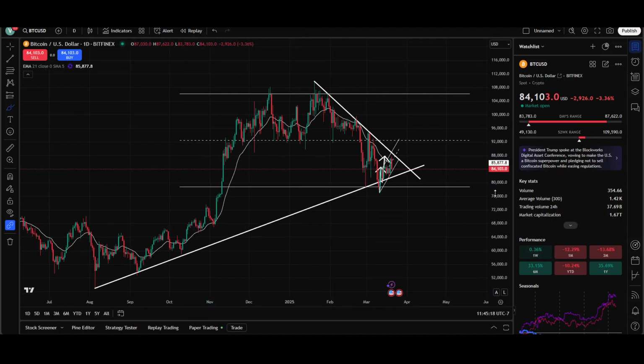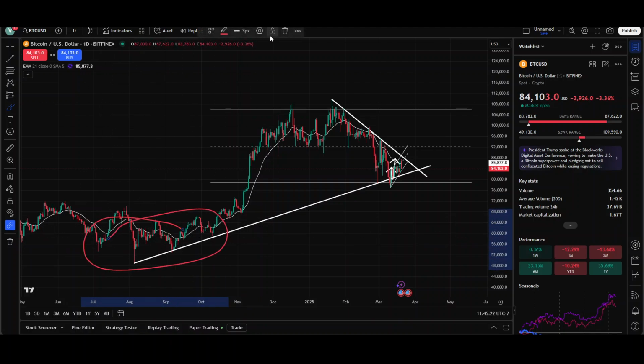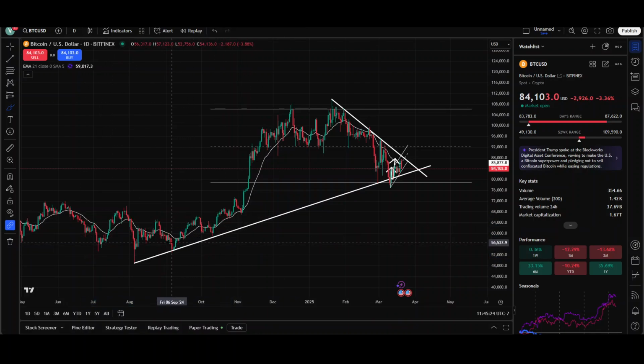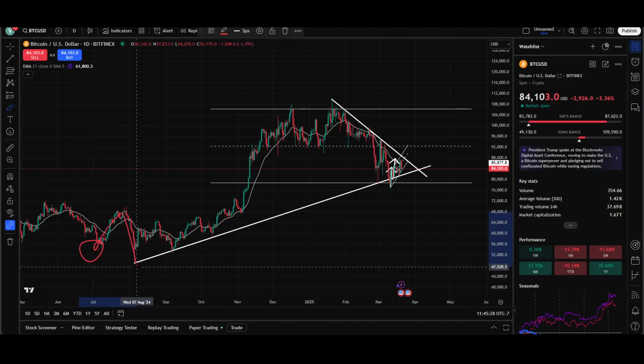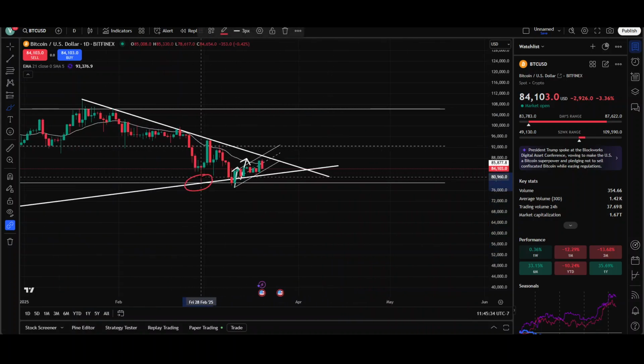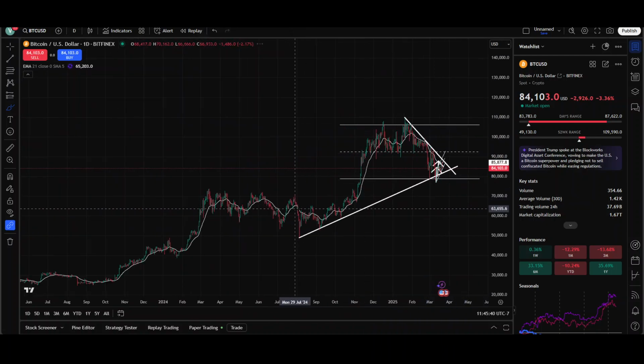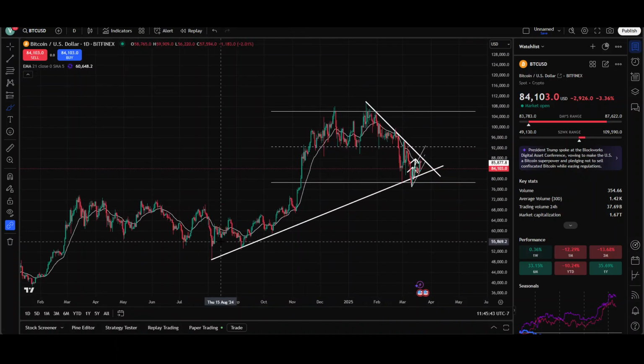Maybe we're going to form some sort of inverse head and shoulders like we did back over here in July of 2024 into September 2024. This was an inverse head and shoulders. We had a shoulder here, and then a head, and then a shoulder, and then price continued higher. Are we going to see something very similar, where we have a shoulder, a head, and then another shoulder, and then price rockets out higher? Possibly. And it looks very similar to what happened before.